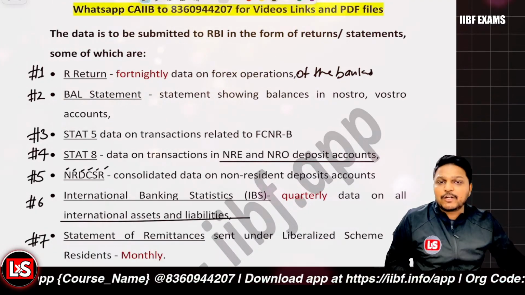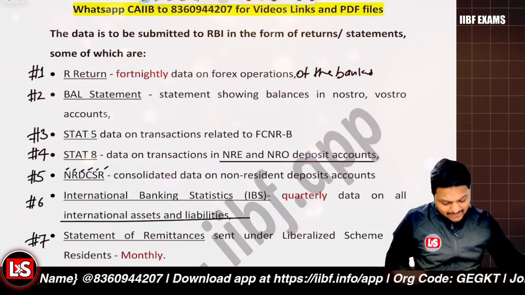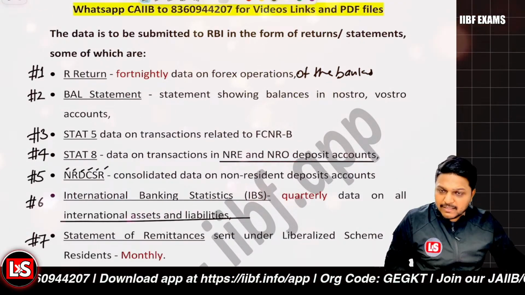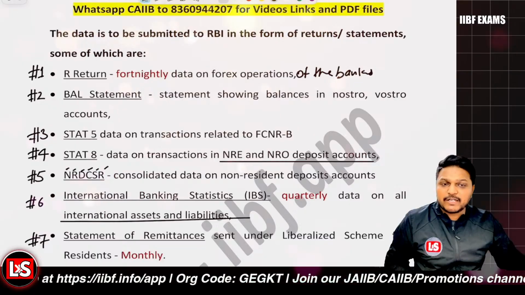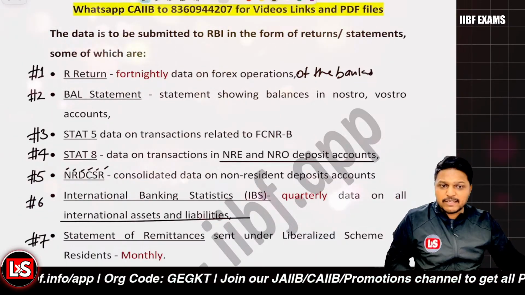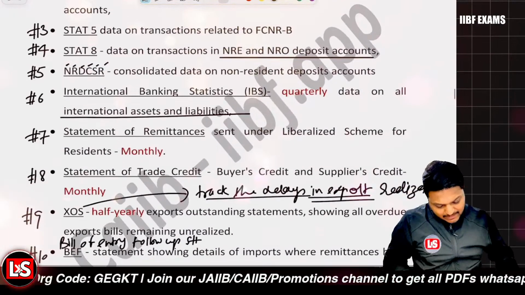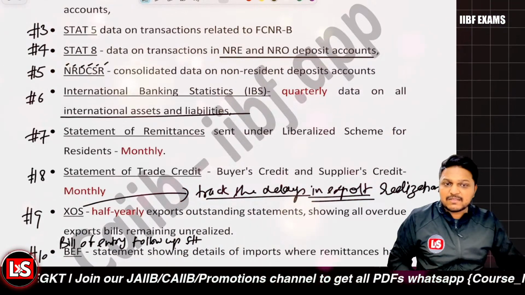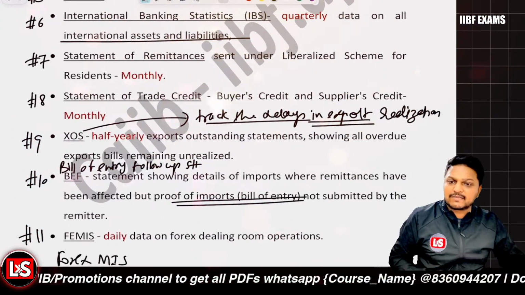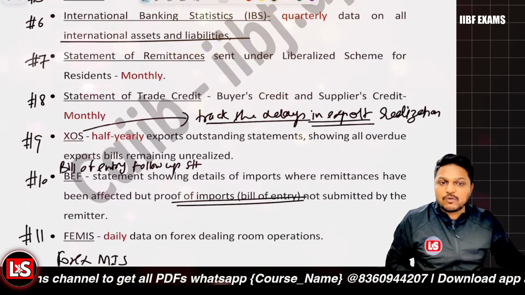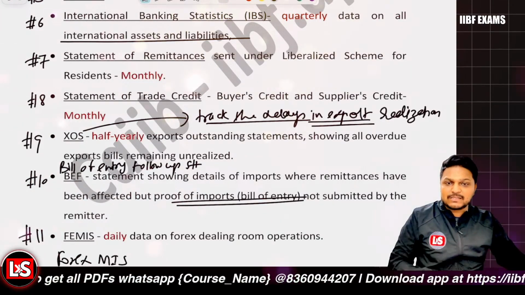And Stat 5 is related to FCNR bank transactions. Stat 8 is related to NRE, NRO. NRD CSR is basically related to the consolidated NRI deposits. IBS was related to the international assets and liabilities. And statement of remittance is related to the LRS. And statement of trade credit is related to the buyer credit and the seller's credit. XOS is related to the export bills outstanding.